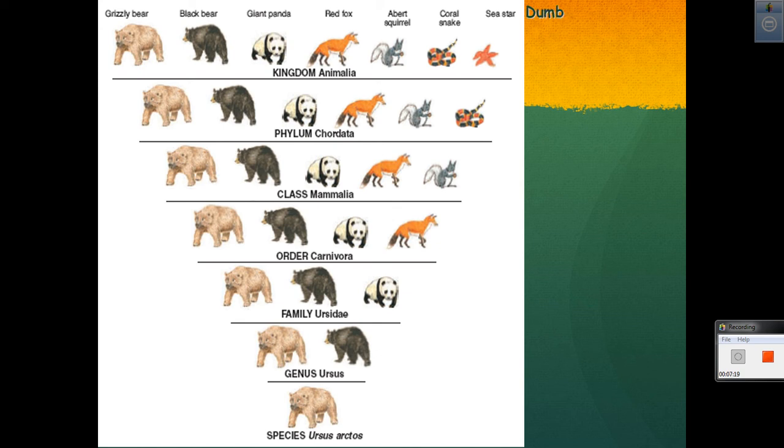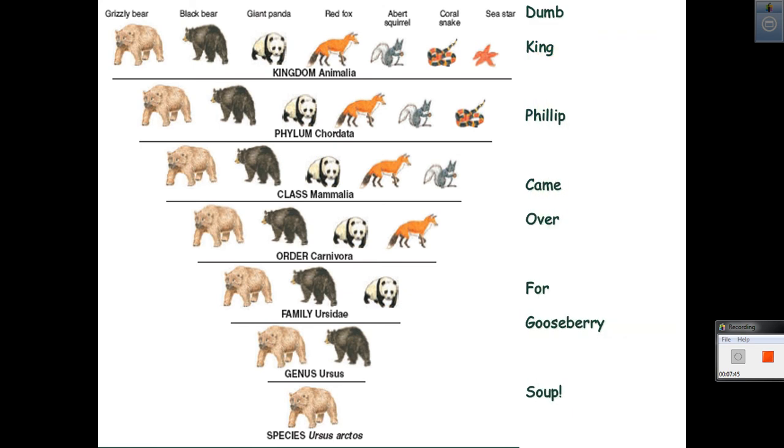One way to remember all of this is through mnemonic devices. Dumb King Philip came over for gooseberry soup. Or Dumb King Philip called our family green stot. Or Dumb King Philip came over for green spaghetti. Whatever you choose, just know that these are the orders that this is going to be in. You're going to have domain, kingdom, phylum, class, order, family, genus, species.